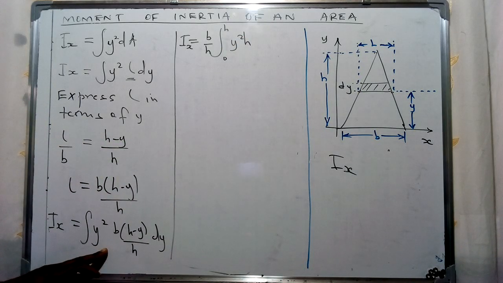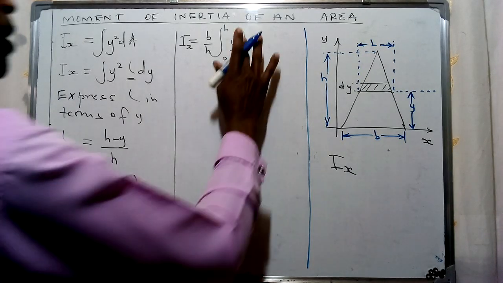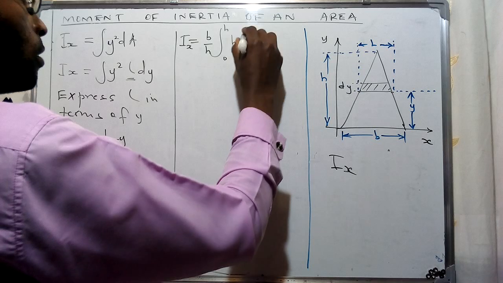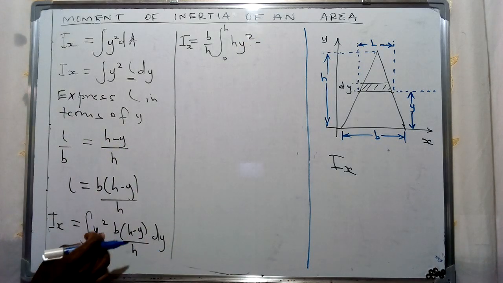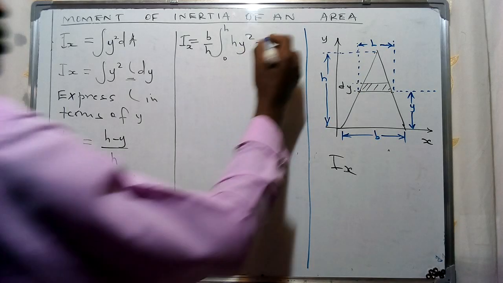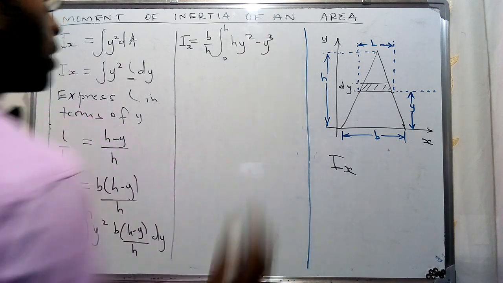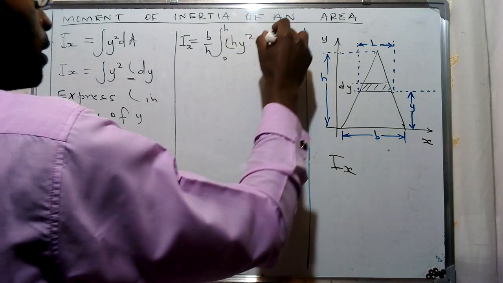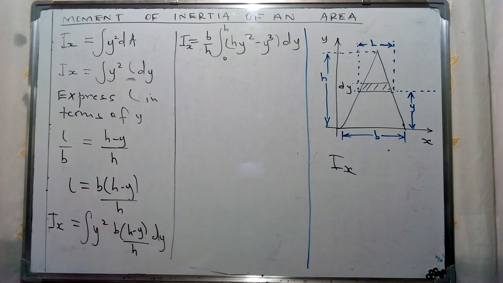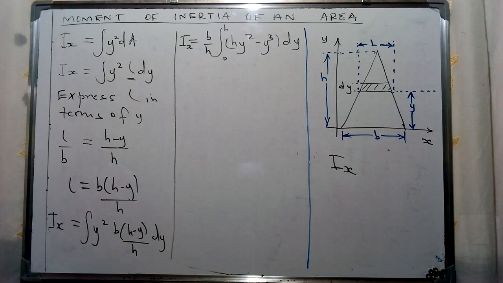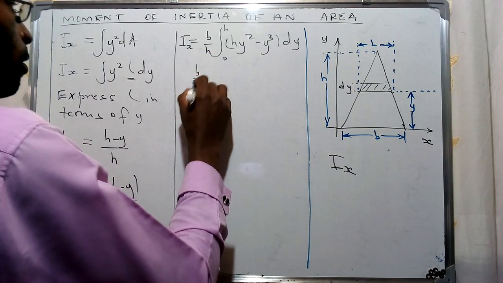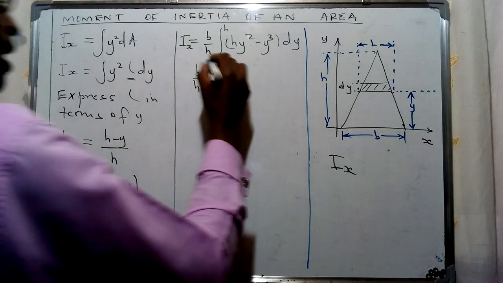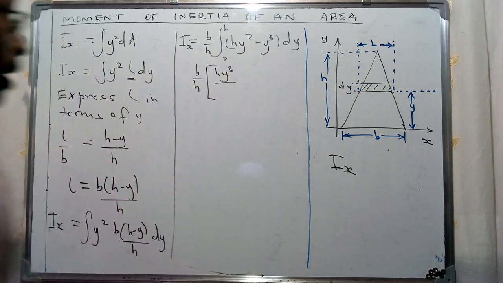So this is going to be the product. I've taken b and h out, so the product between this specific element h and y squared can be given as h y squared. And then we're going to have that one minus, so the product of y squared and negative y is going to give us the cube of y, so y raised to the power 3, and we're going to find the integral of this with respect to y. This is going to give us b over h as a common factor, and then we shall have h y cubed all over 3.